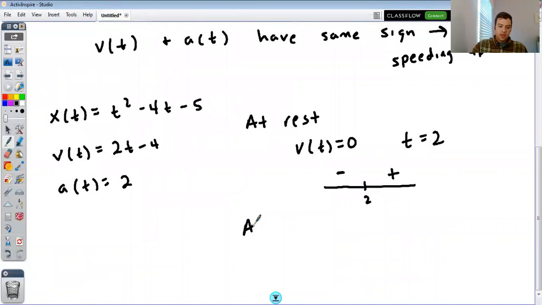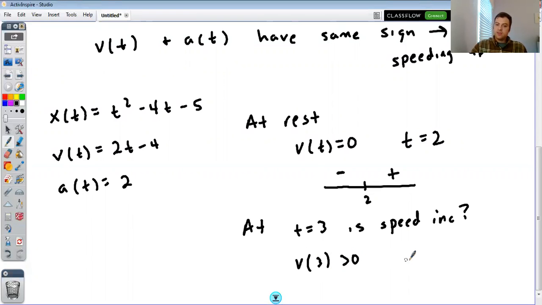You could tell me, let's say at t equals 3, is speed increasing? Well, let's look at both velocity at time 3, which we just said a second ago was positive, and acceleration at time 3. Acceleration in this problem is always positive. So the answer would be yes, because they are the same sign. If they were both negative, it would be yes. If they were different, then it would be a no, speed would be decreasing. If acceleration was equal to 0, the particle will be moving at a constant rate.